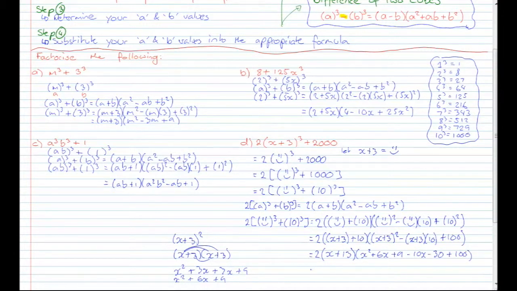Going through and collecting all like terms now, so you've got 2 bracket x plus 13 is equal to x squared. Is there any other x squareds? No, there's not. Plus 6x minus 10x, alright, well that's going to be 6x minus 10x is negative 4x, plus 9 minus 30 is negative 21, plus 100 is equal to 79. And there you go, that's how you factorise part D, being 2 bracket x plus 3 cubed plus 2000.